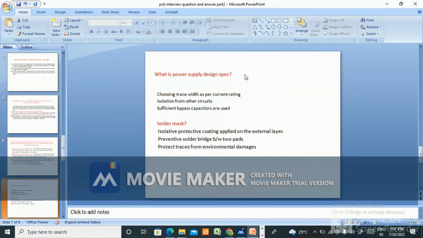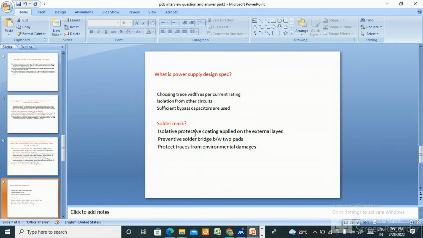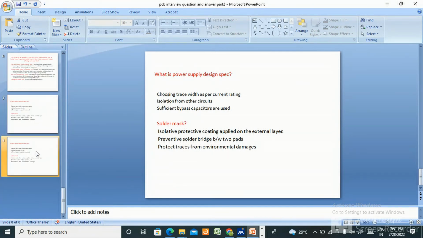So next is, what is power supply design specification? Choosing trace width as per current rating, isolation from other circuits, and sufficient bypass capacitors are used. What is solder mask? Why do we use solder mask? It is an insulative protective coating applied on the external layer, preventing solder bridges between two pads and protecting traces from environmental damage. Okay, this is the last.